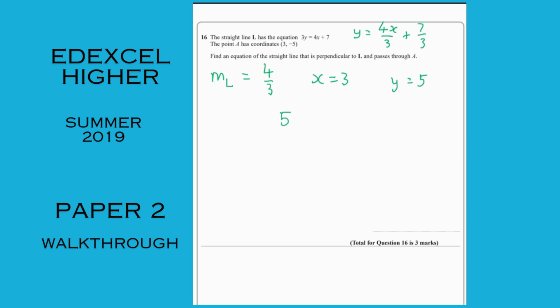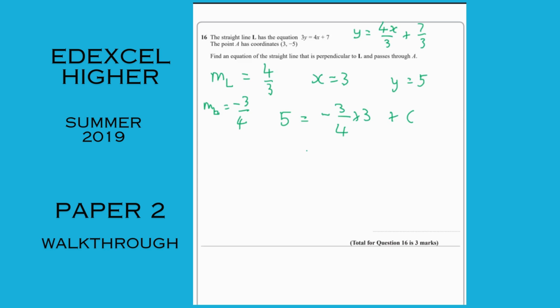So y equals the gradient. I've forgotten to flip it and change the sign, so it's negative 3/4. Sorry, I've forgotten to write down that the gradient of the perpendicular is the negative reciprocal. Nearly caught myself out there. So it's gradient, which is m, multiplied by x, which is 3.